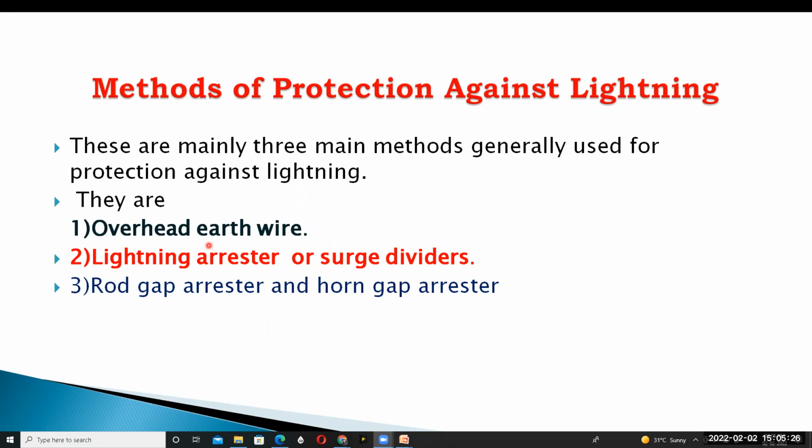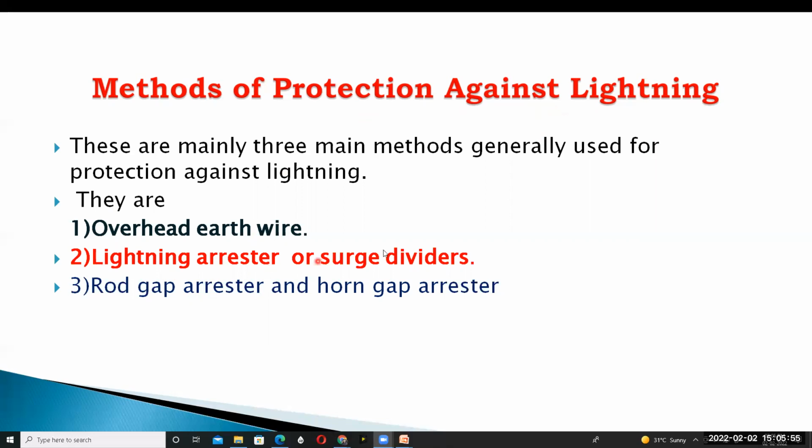So generally, these are the three methods we have to use for protection against lightning. The first one is the overhead earthwire. The second one is the lightning arrestor and surge diverter. And finally, the rod gap arrestor and horn gap arrestor. These are the three concepts we have to discuss.